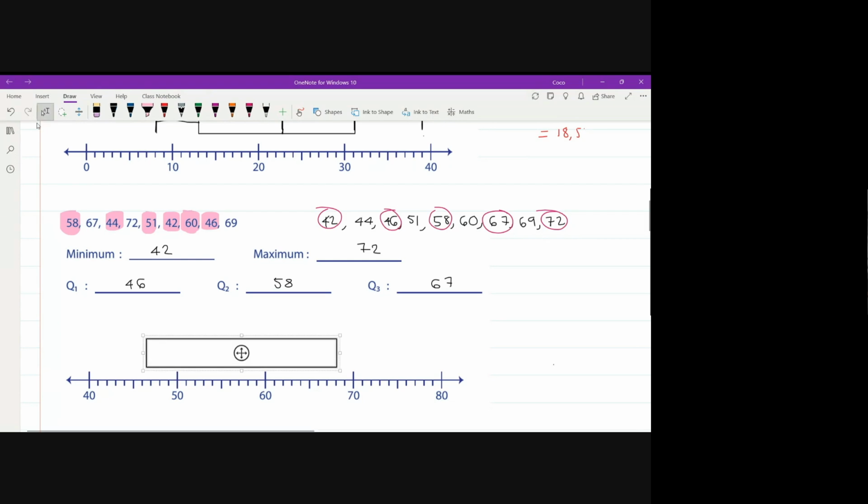All right, and I think I got it. 46, and that's 68, not 67. There's 67 there. All right, my Q3 is 58. All right, that's over there. And my maximum value is 72, so that's over here. And my minimum value is 42, and that's over here.